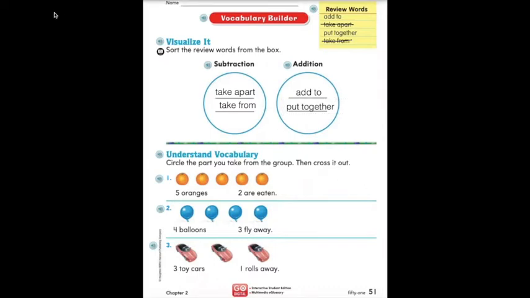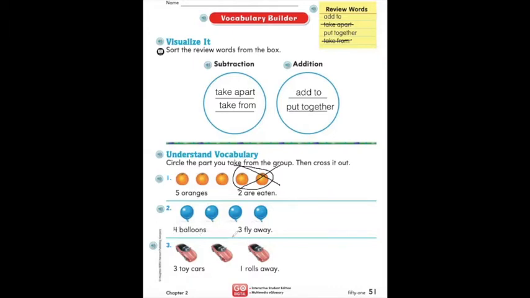Next, let's take a look at the bottom half of the page. The directions say circle the part you take from the group, then cross it out. We see we have 5 oranges and 2 are eaten. So we're going to circle the part that we're going to take from the group, and then we're going to cross it out. 2 of them are eaten, so we're circling and crossing out 2 oranges. Now let's look at number 2.